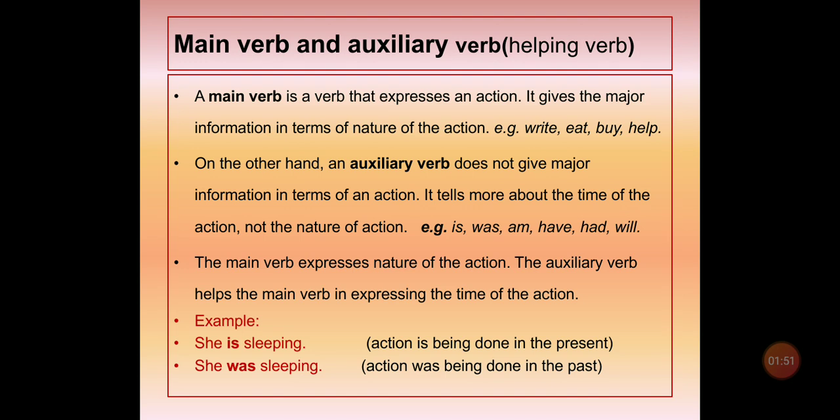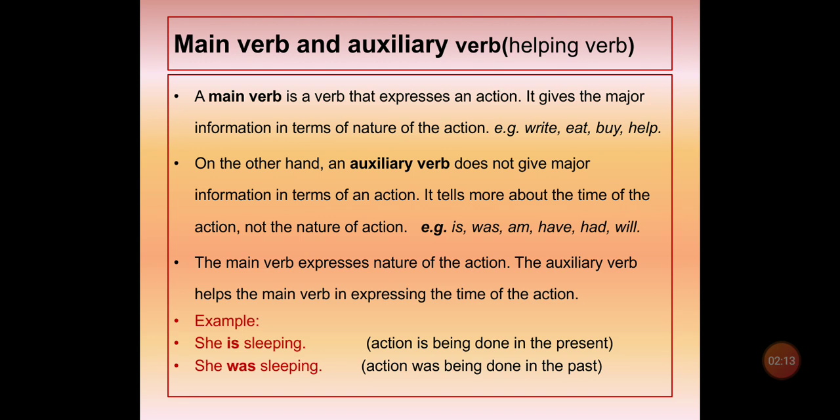For example, is, am, are, was, were, have, had, will, shall, all these are the auxiliary verbs and they are also called the helping verbs. The main verb expresses nature of the action. The auxiliary verb helps the main verb in expressing the time of the action.